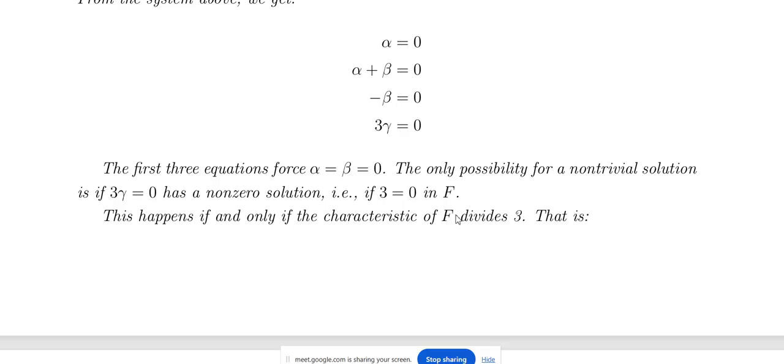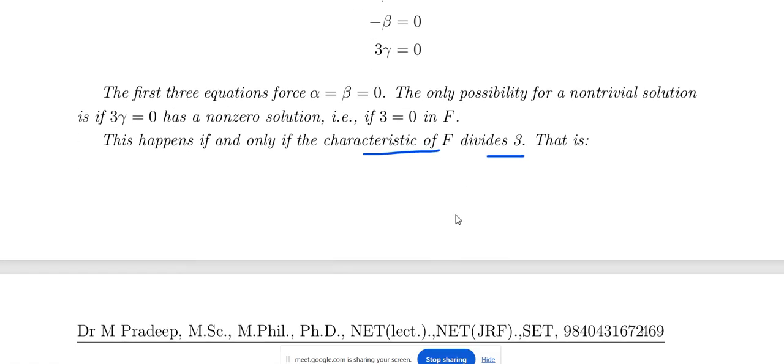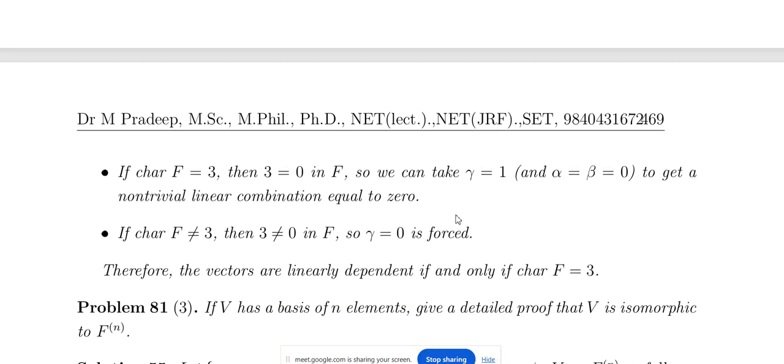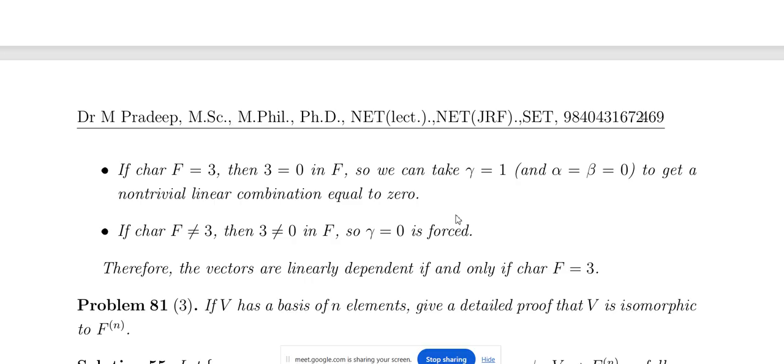When will this happen? The characteristic of F divides 3. Characteristic of F divides 3. So that means if the characteristic of F equals 3, then 3 equals 0 in F. Then we can take gamma equal to 1.